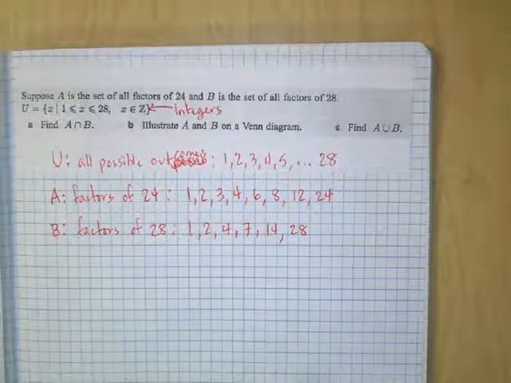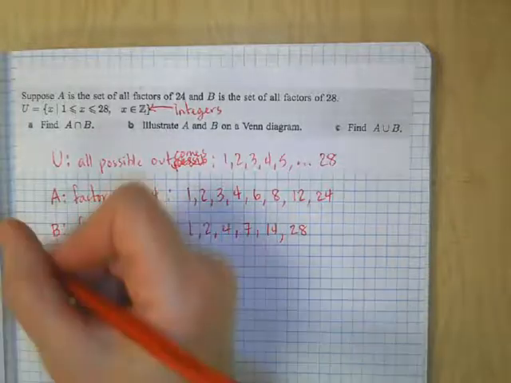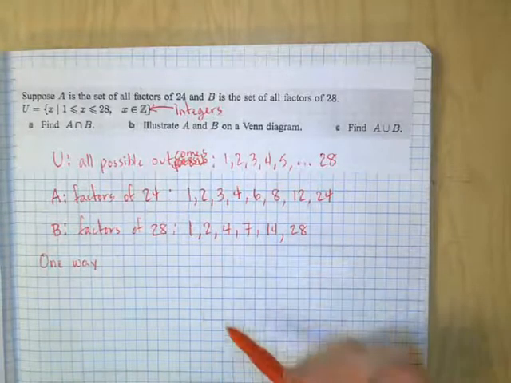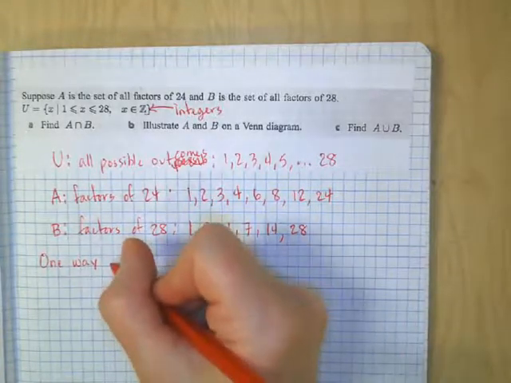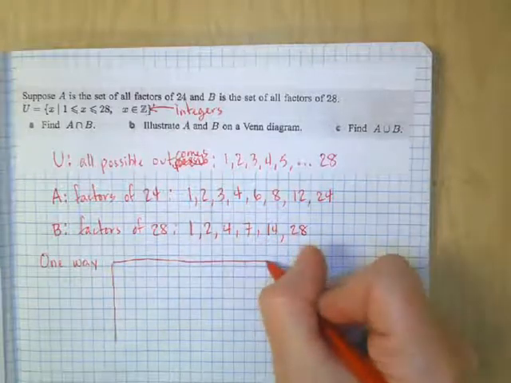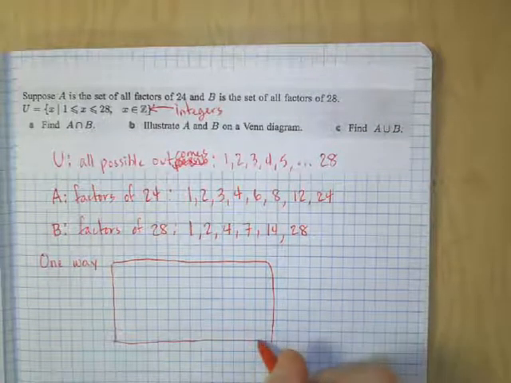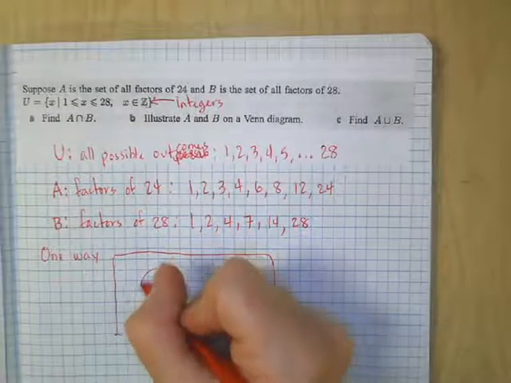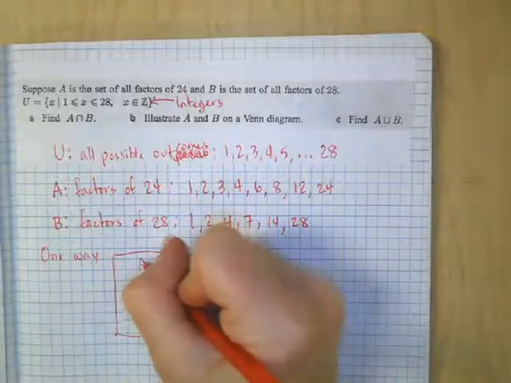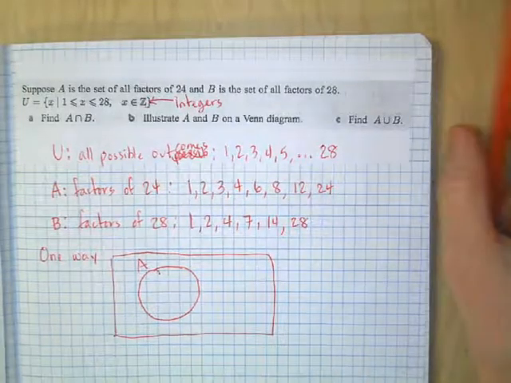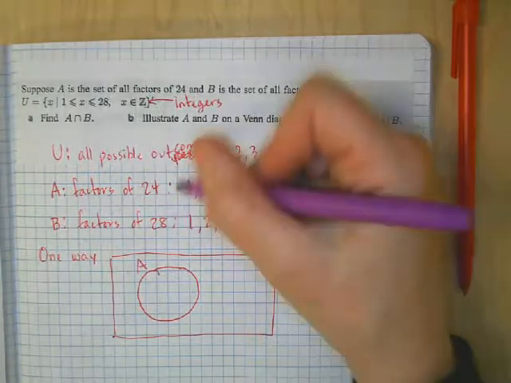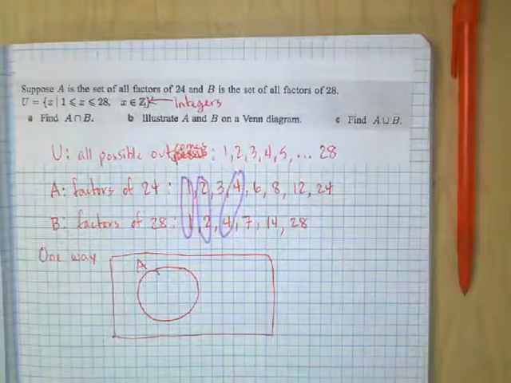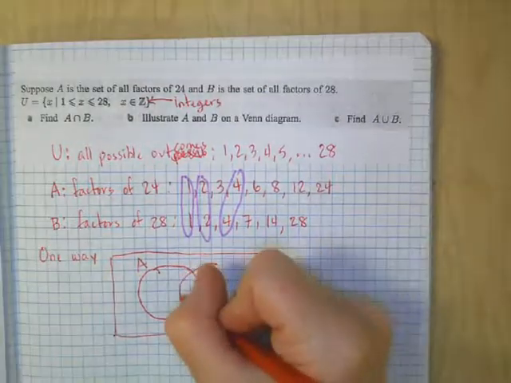Two ways of doing this. I'm going to do it kind of the little kid way first, and then we'll do it the big kid way. So one way, the little kid way, is to actually put the things inside the circles and the rectangle. So I'm going to make a rectangle. Here's my universal set. So all the numbers 1 through 28 are in my universal set. Event A is going to be right here. And event B, do they overlap? Yes, they do. So they both have a 1, they both have a 2, they both have a 4.